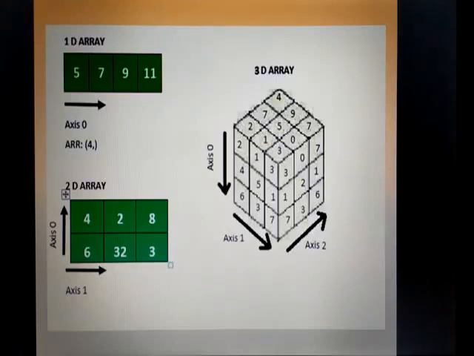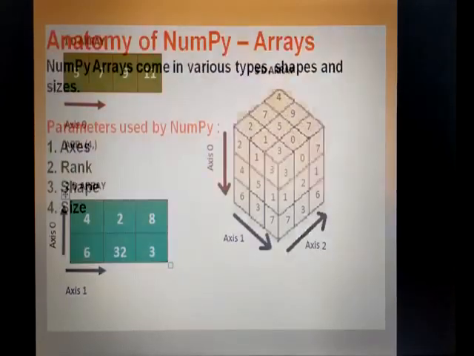That means rank 1 means a one-dimensional array consisting only of rows. In the second array, the two-dimensional array, there are two rows and three columns. And so the two-dimensional array has rank 2. Next, the three-dimensional array has rank 3 because it has three planes, three rows, and three columns.